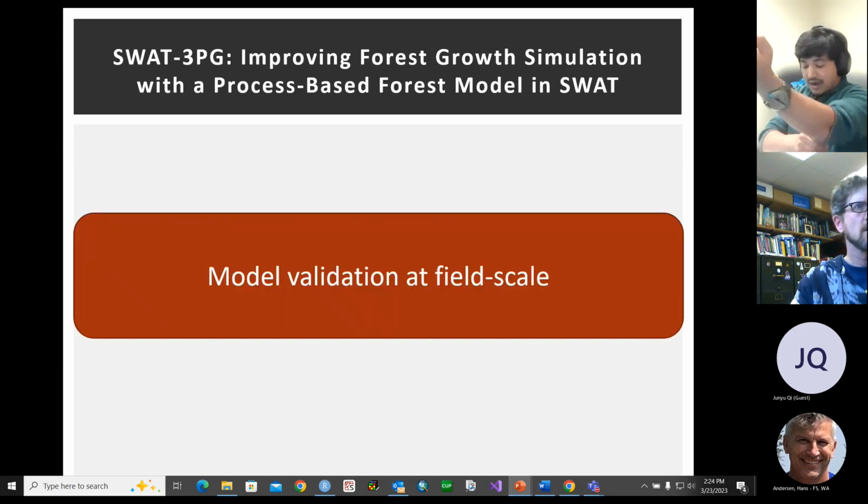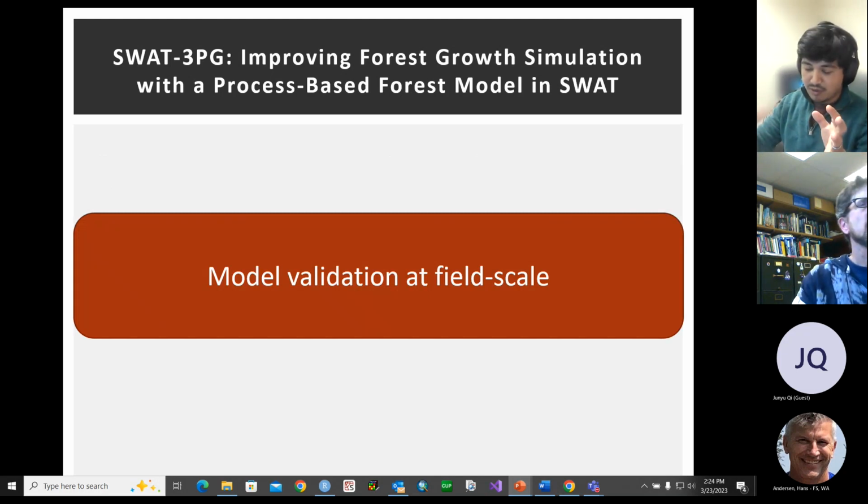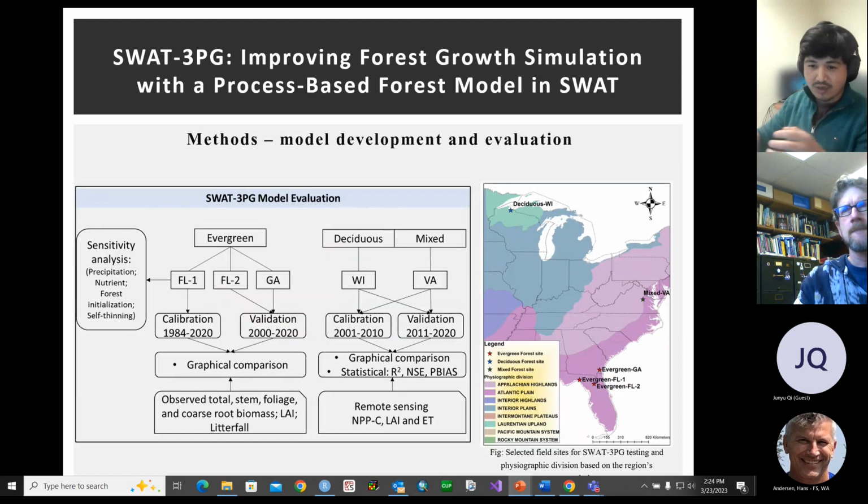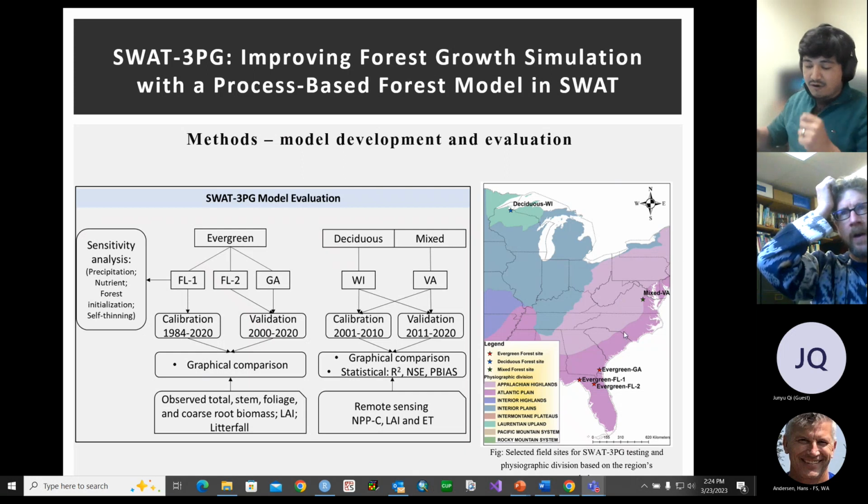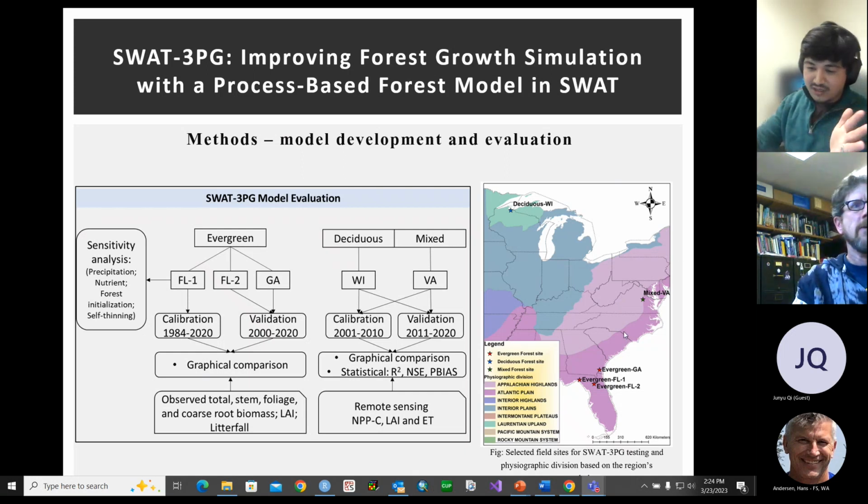All right. After developing the module, the first thing is we need to validate this new module at the field scale, right? So what we did was we identified 3 sites. For evergreen forest, we had long-term forest sites available where they had measured annual foliage biomass, total biomass, stem biomass, all these different components, right? Evergreen Florida 1, Florida 2, and evergreen Georgia. So we had these 3 sites with long-term measurements.